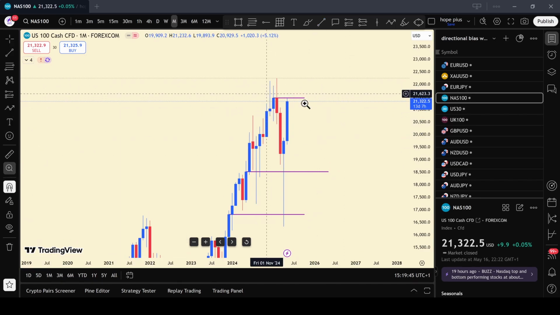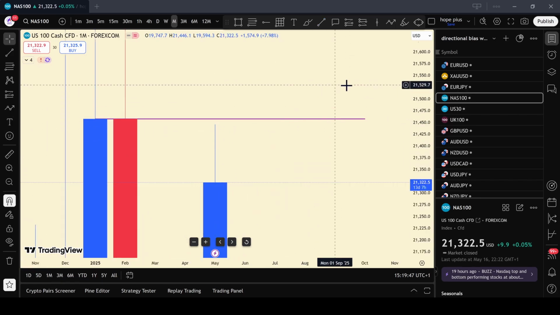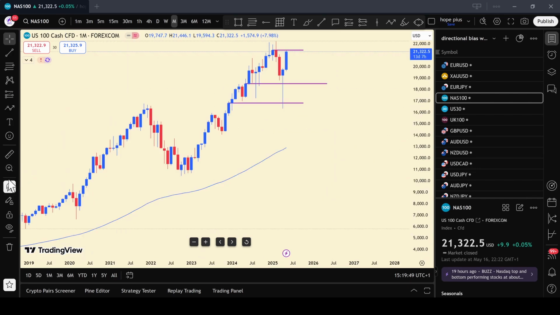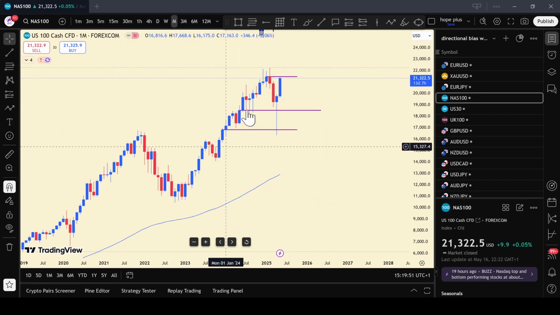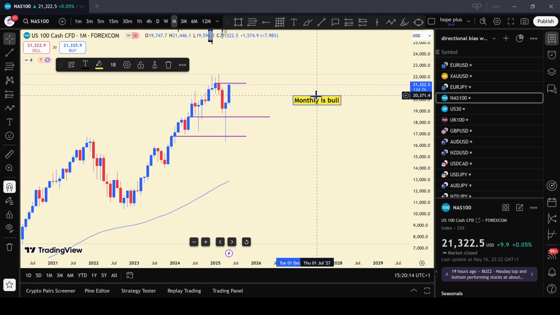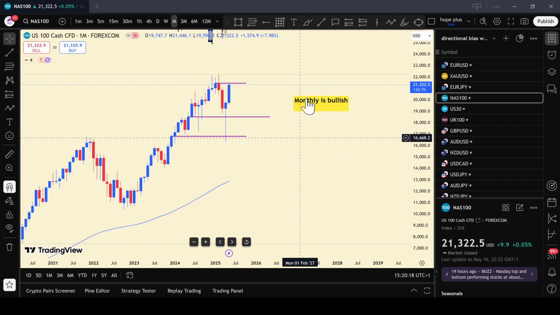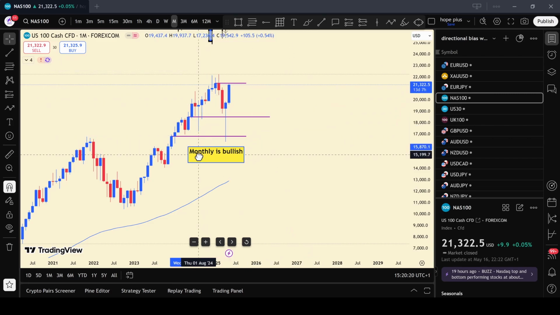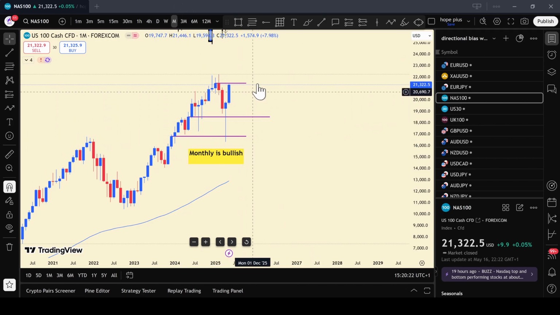And currently, let's see if price is touching it. Price has not gotten to that level. And we have this very strong rejection here. Monthly is bullish. Let's see, we put it here. As it stands, we will not be looking for trades just around there.